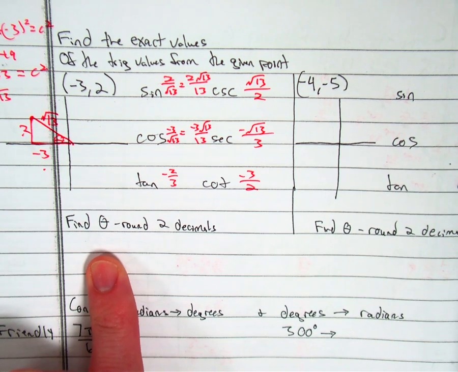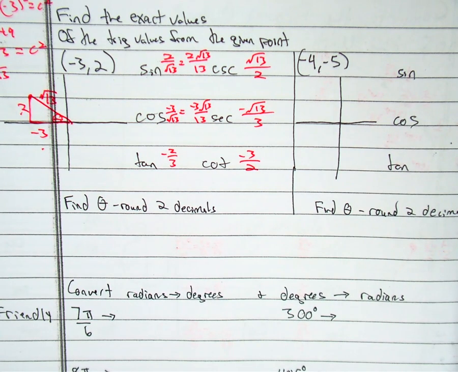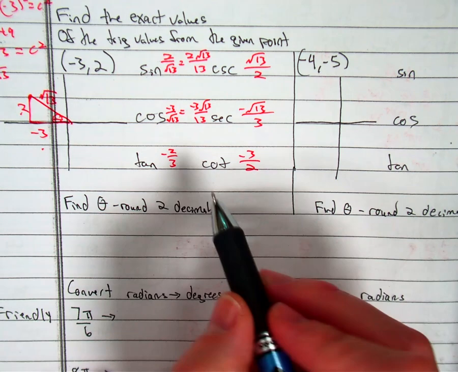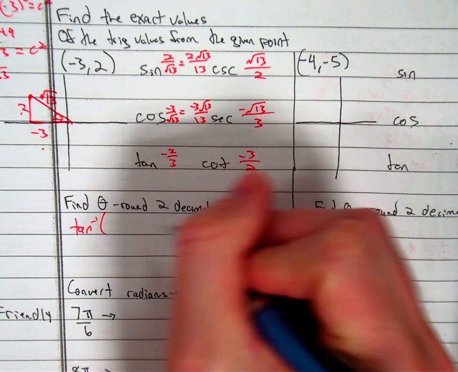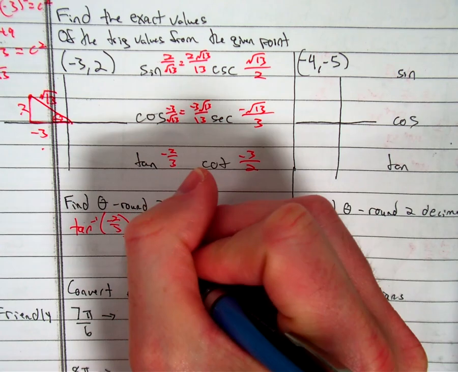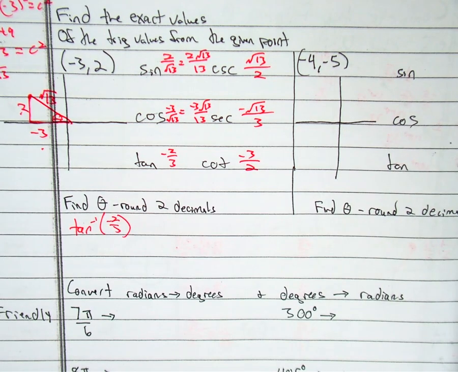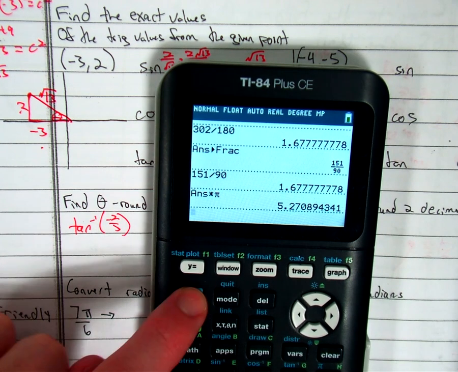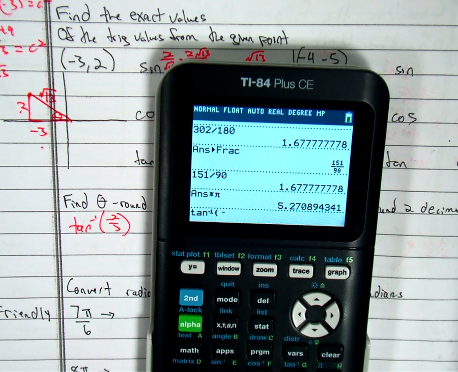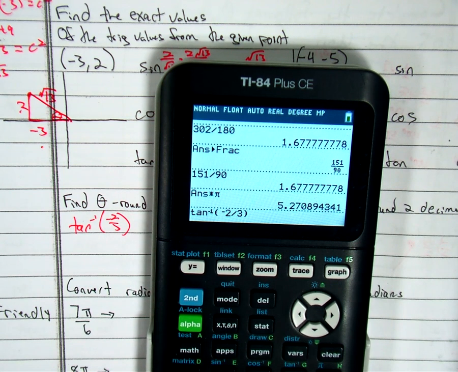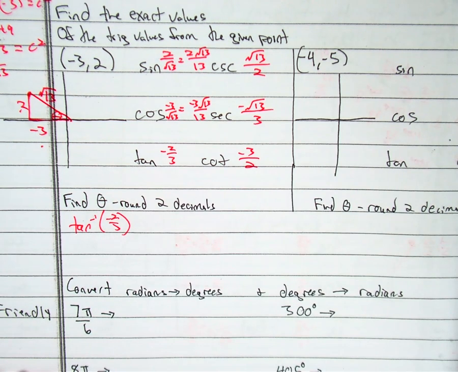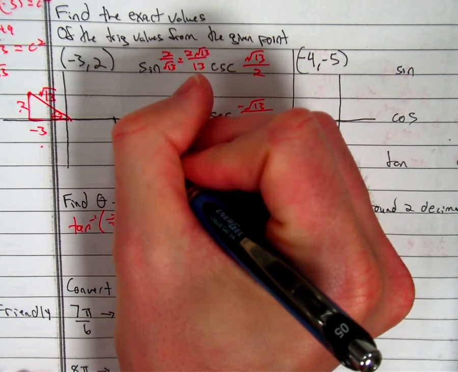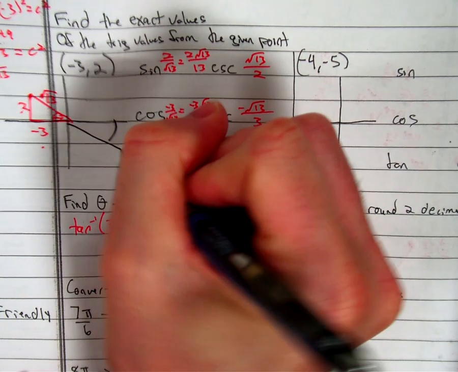Okay? Finding the angle. You might have to use your brain a little bit. I'm going to do tan inverse because I don't want to have to use a radical sign. So I'm going to do tan inverse of negative 2/3. Tan inverse of negative 2 divided by 3. Okay, negative 33.69. So that would be here, negative 33.69.